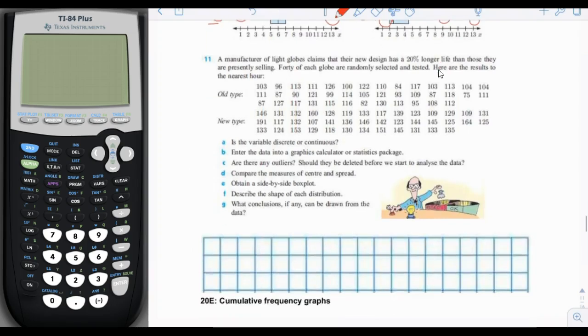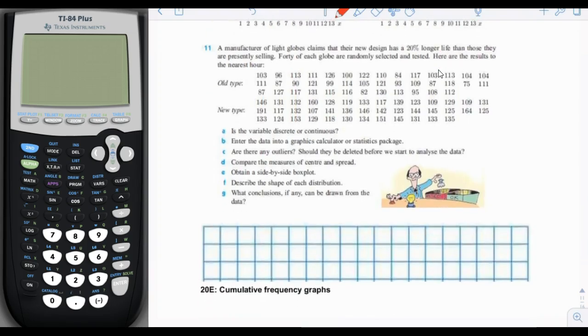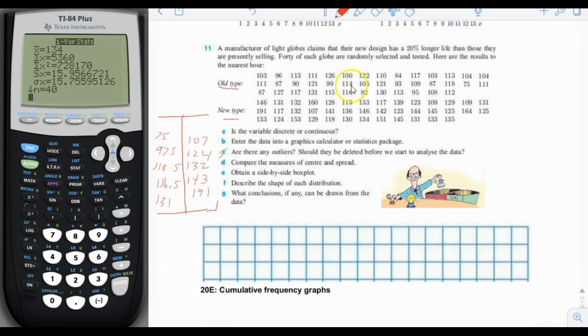11. A manufacturer of light globes claims that their new design has 20% longer life than they are presently selling. 40 of each globe are randomly selected and tested. Here are the results to the nearest hour. So they test the old type and the new type. Okay, I just put all this data into StatEdit. You can see it here. I put it into L4 and L5, starting with 103 and 146, and I just typed them all in one column just like they are here.